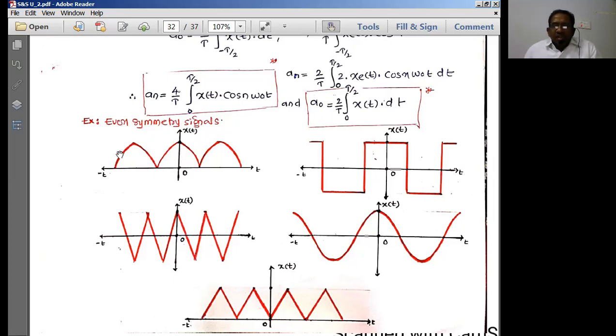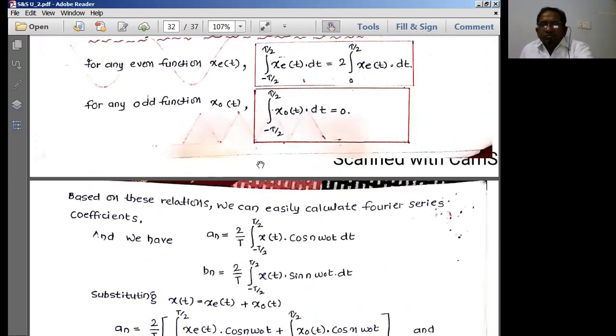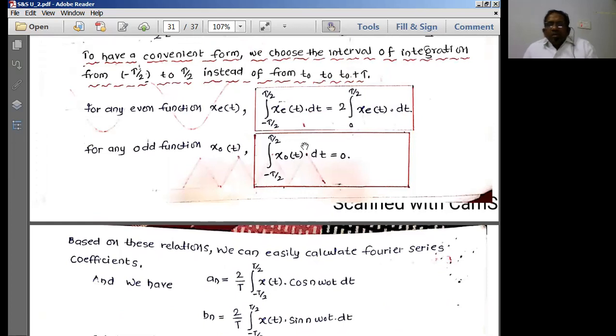If it is an even signal, I can represent this entire signal as this part plus this part. So therefore, I can write this from 0 to T by 2 as simply 2 times this function, this part, because the same part is repeated here. This is what I have written here for the even function. And similarly for the odd function, x_o(t), I can write as simply integration, and if you do it, I will be getting 0.